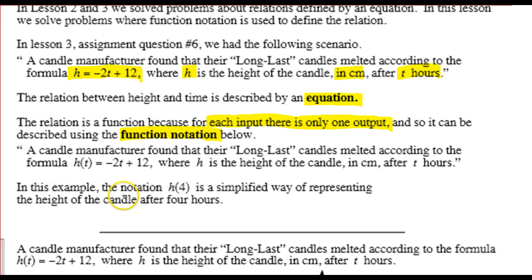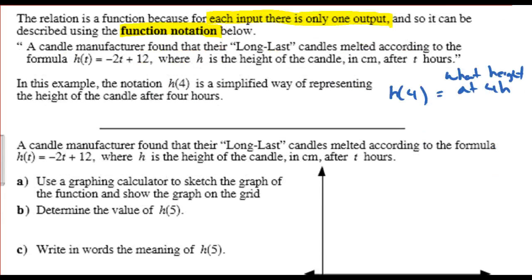In this example, the notation h of 4 is a simplified way of representing the height of the candle after 4 hours. So in other words, h of 4 really just means: what is the height after, or at, 4 hours of burning? Okay, so let's go ahead and do this question.